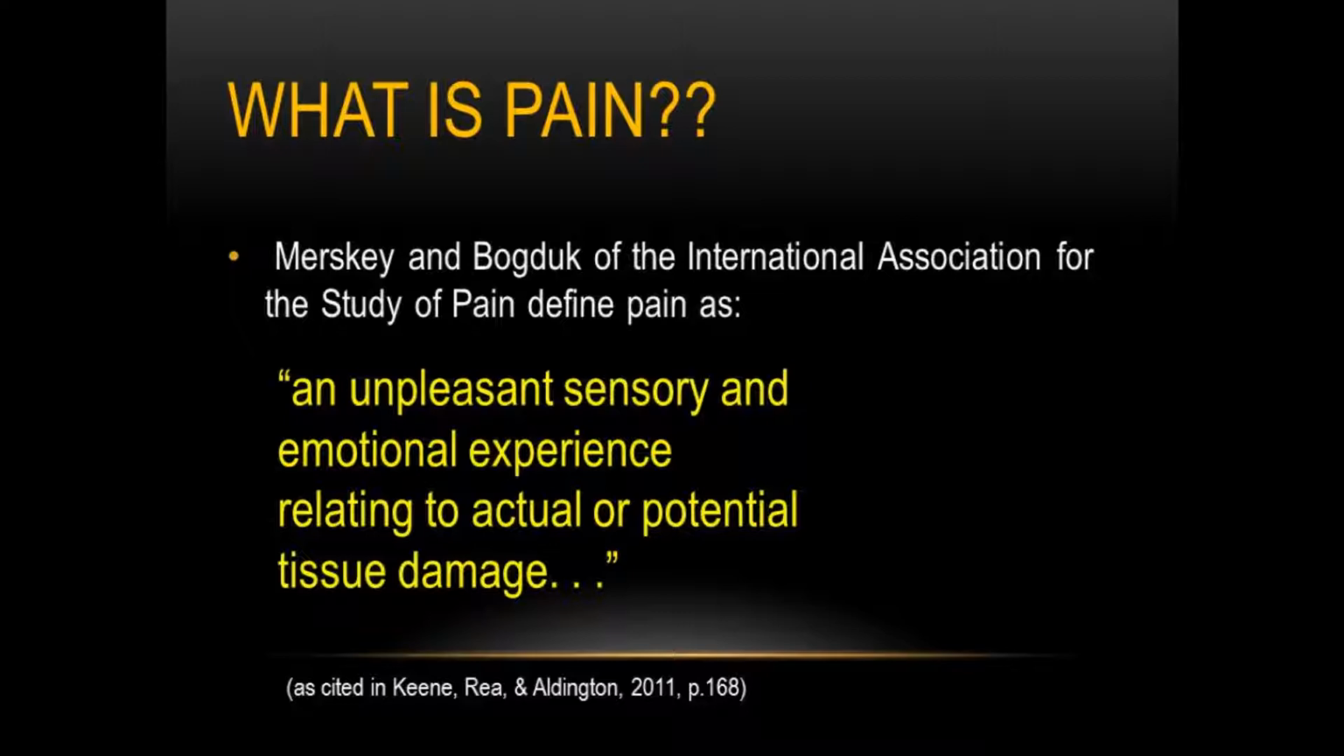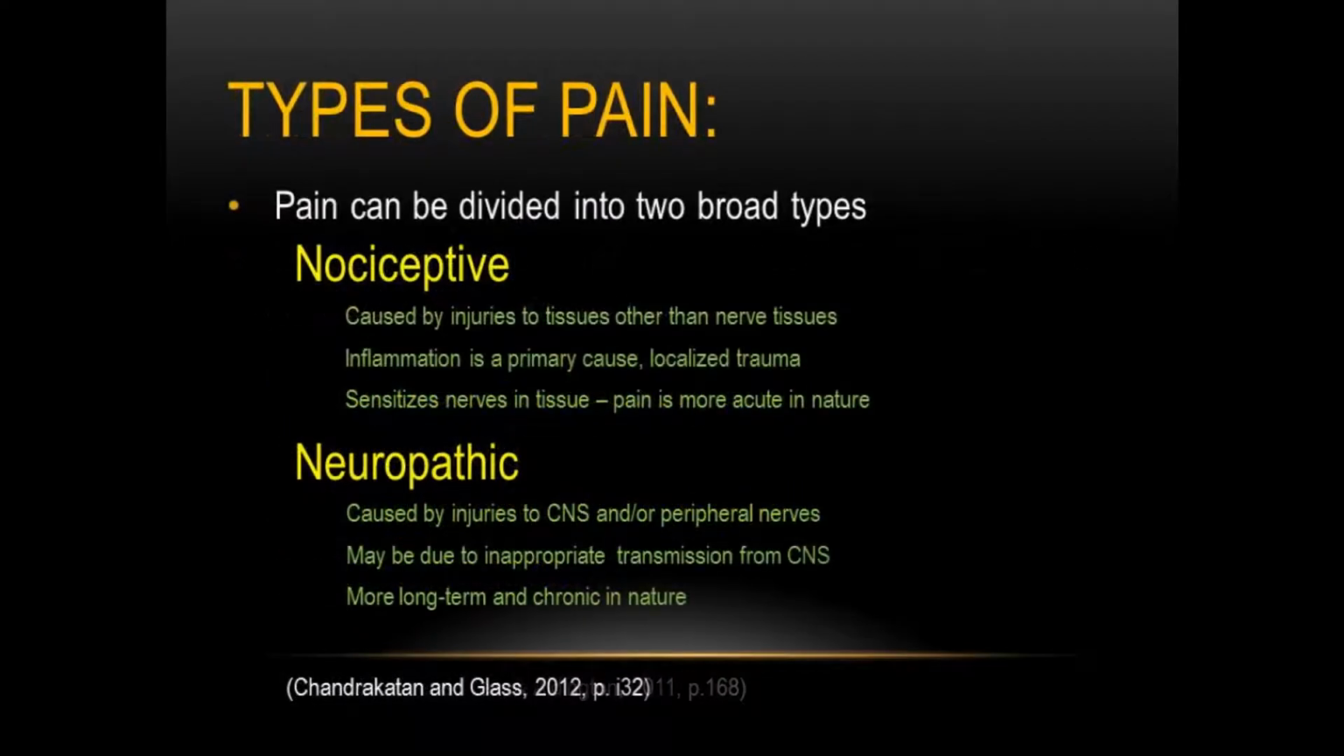Pain can be divided into two broad types, nociceptive and neuropathic. Nociceptive is more acute in nature and is caused by injuries to tissues other than nerve tissues. Neuropathic is more long-term and chronic in nature and is caused by actual damage to nerve tissues, peripheral and central nervous system.